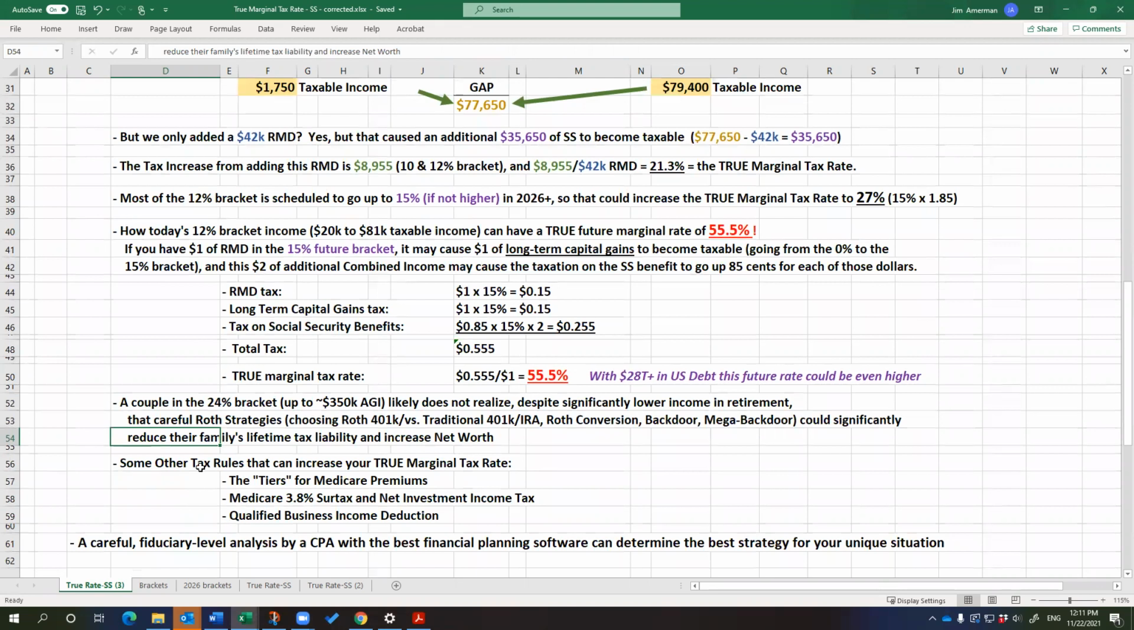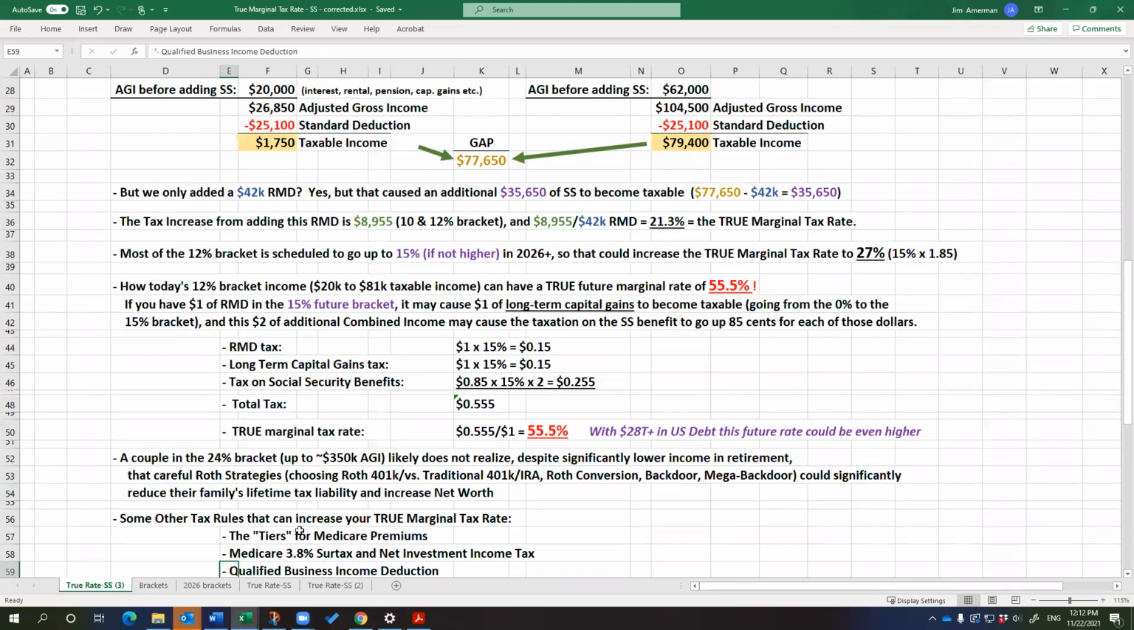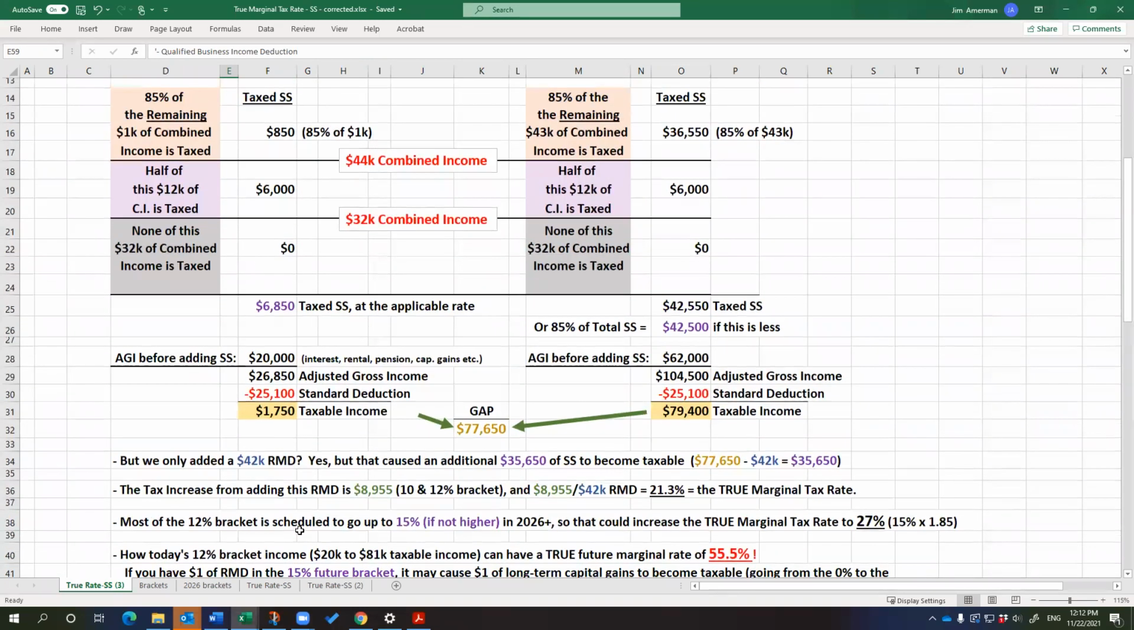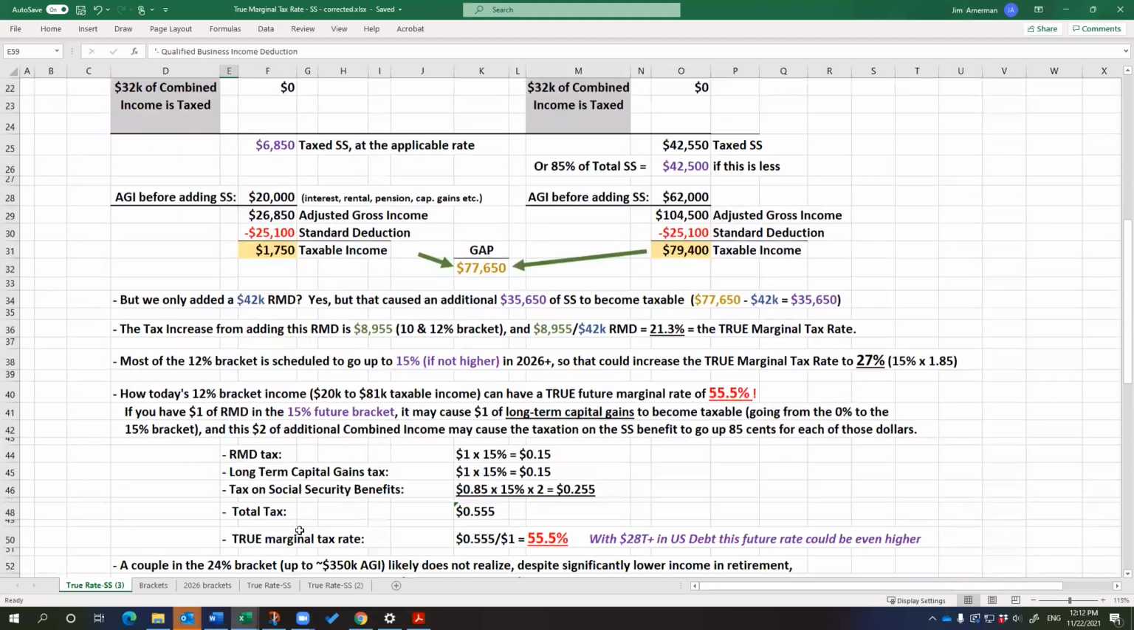Some of the other levers that can increase your marginal rate are Medicare premiums. As you have more income, you can end up paying higher premiums. The Medicare surtax and net investment income tax get applied once you're over 200,000 and 250,000 AGI. The qualified business income deduction. Those are just a few, there's more. So the bottom line is you want to make sure that you're being careful about mapping out your future tax calculations and liabilities, and that should determine what tax strategies make the most sense for your current situation.